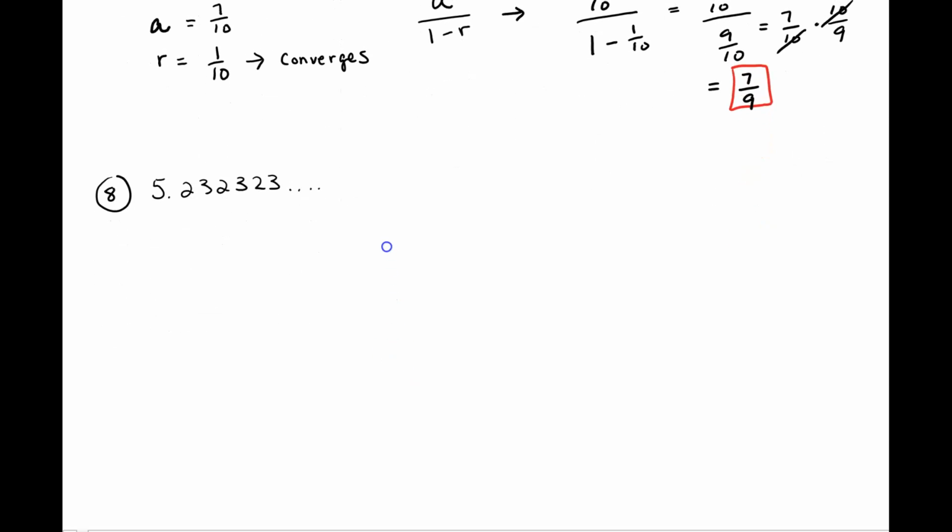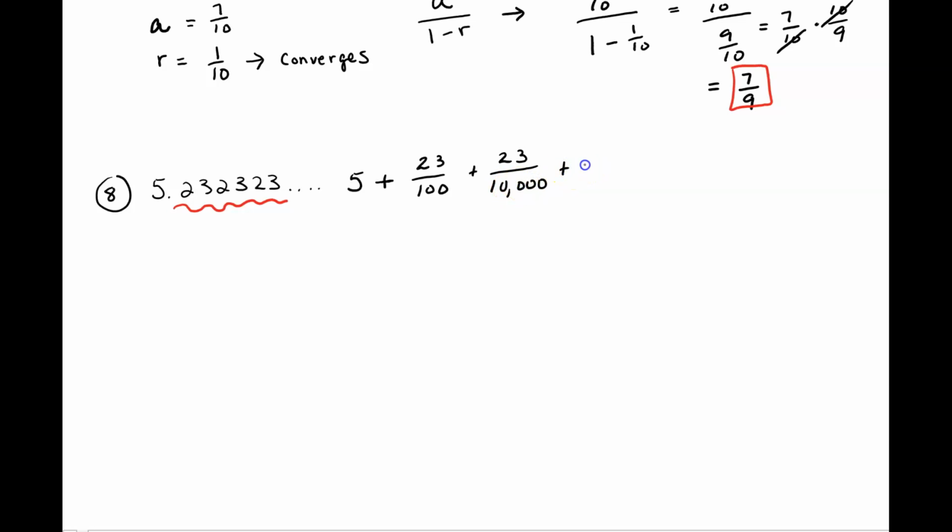5.232323. Well, the 5 is definitely in play here, right? So we're going to keep that, but that's not going to be our a value. We're instead looking to find the fraction that represents the repeating decimal portion. So let's see here. That's 23 out of 100, 23 hundredths, right? And then that's followed by what? 23, you might have guessed it, 23 10,000ths.